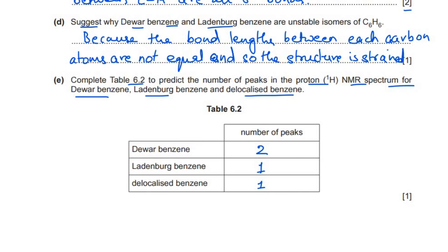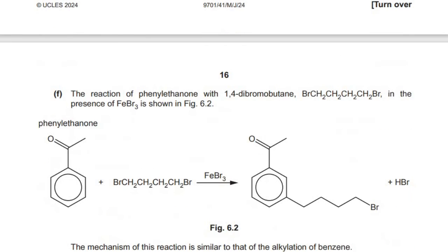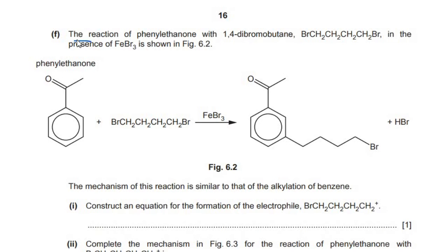Fine, let's go ahead. Next part is F. The reaction of phenylethanol with 1,4-dibromobutane, that's given here, in the presence of ferric bromide, that is FeBr3, is shown in figure 6.2 here, and the reaction is all shown. You can see here that phenylethanol is reacting with 1,2-dibromobutane given here in the presence of the catalyst, and the product is shown here with the byproduct HBr.